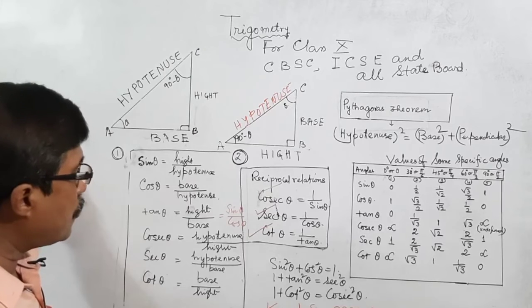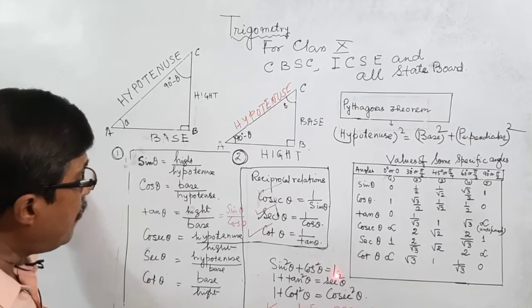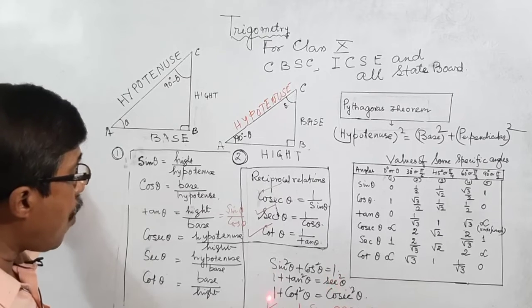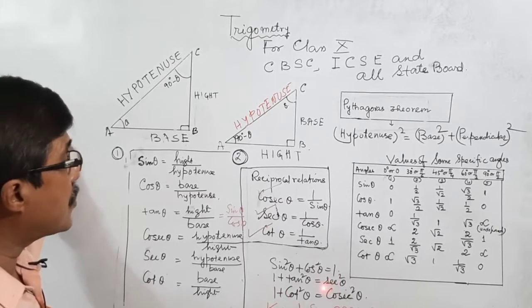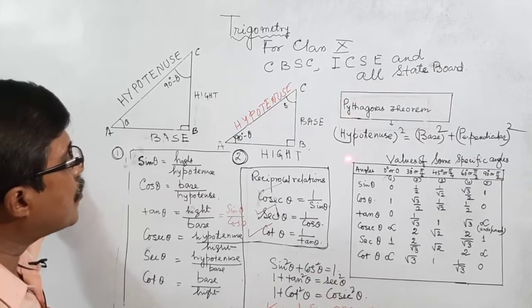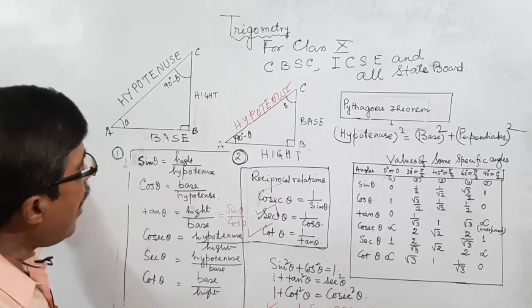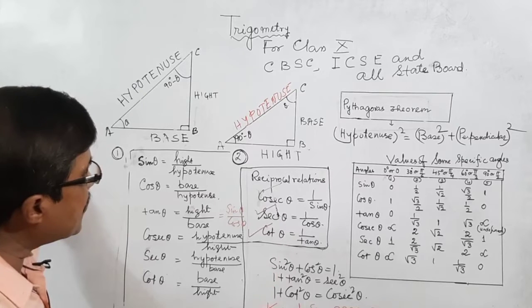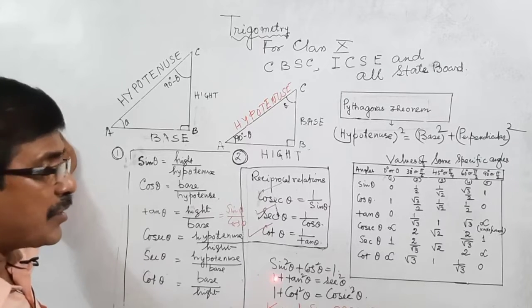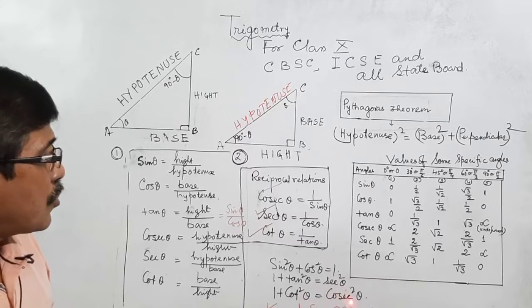For trigonometry, we should learn today sin square theta plus cos square theta equals 1, and 1 plus tan square theta equals sec square theta, and 1 plus cot square theta equals cosec square theta. All of this can be proved with the help of the Pythagoras theorem. In the next lesson it will be completed. I will make a try to prove all these three.